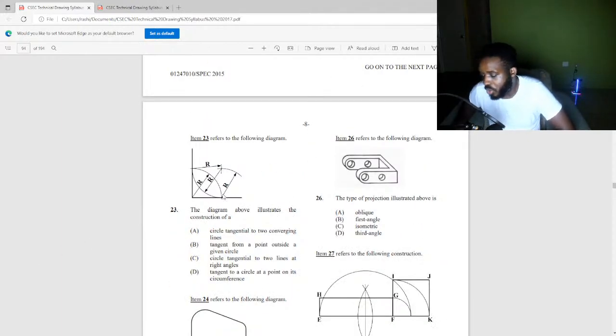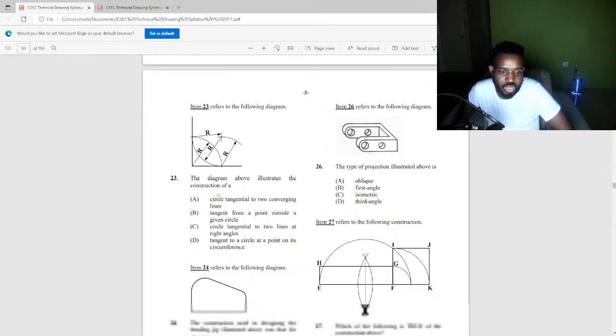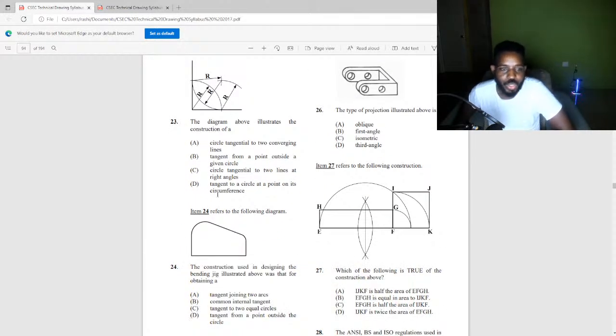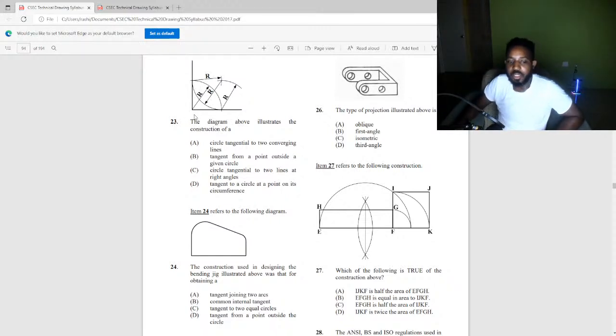All right, so for this one here, number 23. The diagram above illustrates the construction of: a circle tangential to 2 converging lines, a tangent from a point outside a given circle, a circle tangential to 2 lines at right angles, or a tangent to a circular point and circumference? What's happening here is that there's a circle being drawn tangent to 2 lines at right angles. So right here, that's a circle you're drawing tangent to these 2 lines that meet at a right angle. So the answer for number 23 is C.